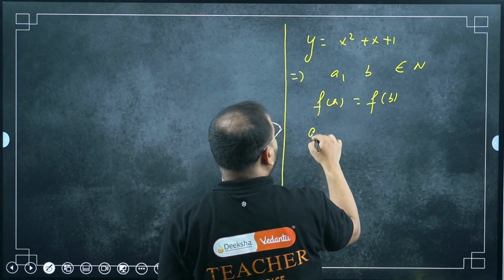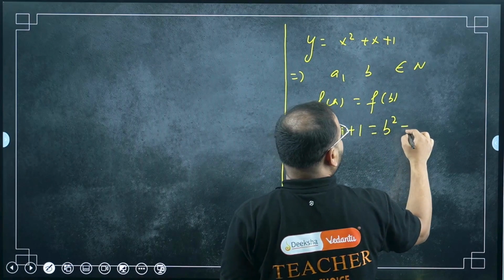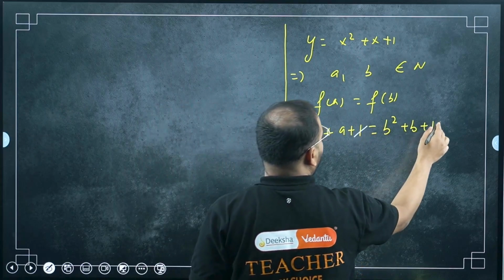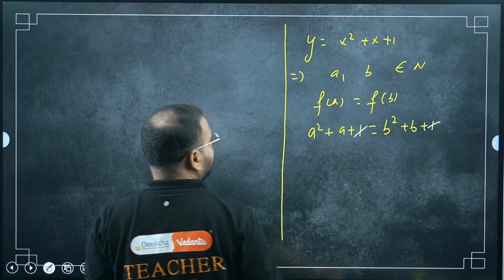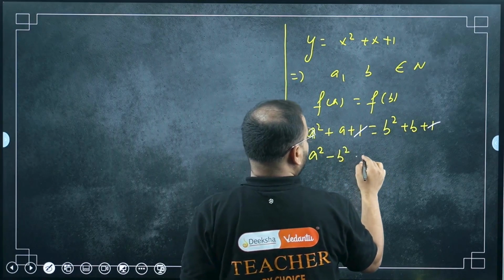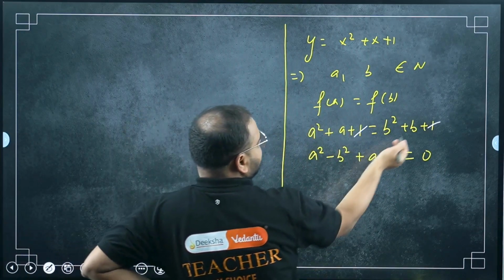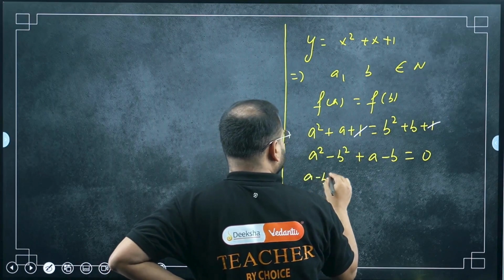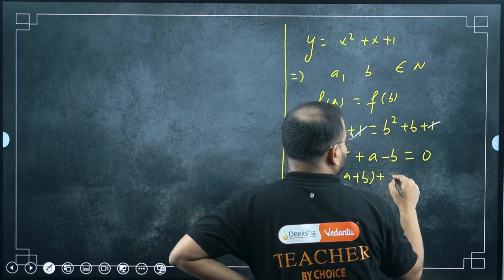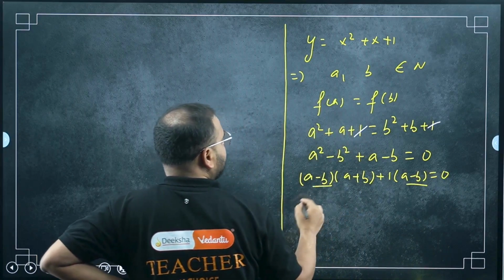F of a becomes a square plus a plus 1. F of b is b square plus b plus 1. Cancel the 1s. Bring b square and everything else to one side. So I get a square minus b square plus a minus b equal to 0. Check here: b square becomes negative, b becomes negative. Now take the expansion a minus b times a plus b. A minus b is common between the two terms, so take a minus b common.